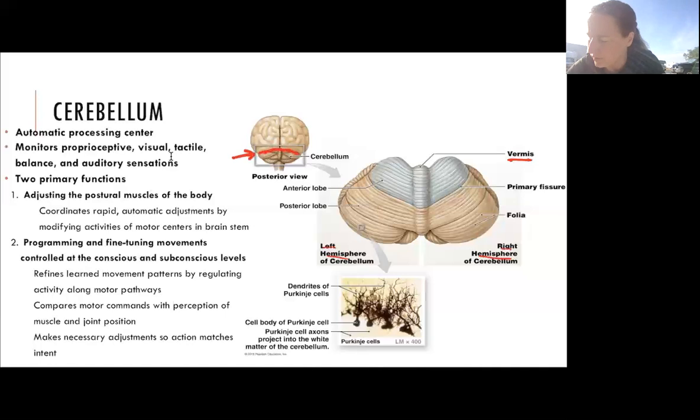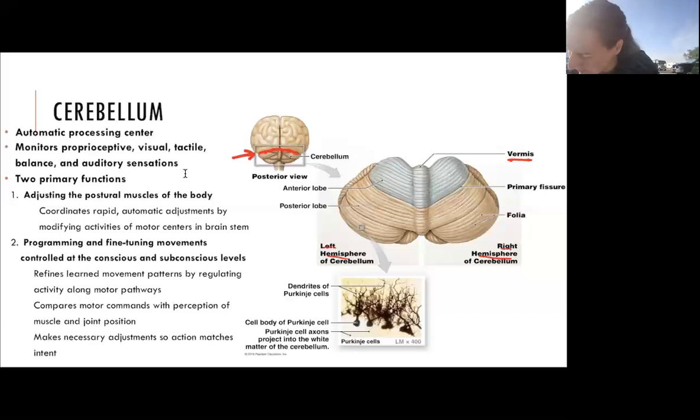Anterior lobe, posterior lobe. First goes in between primary fissure. Another really cool thing that you can see on the face-to-face labs when you get to touch this and open this up is the arbor vitae. And the arbor vitae is going to be white matter, and it's surrounded by gray matter. And so it looks like the tree of life. That's what it means, it's the tree of life.